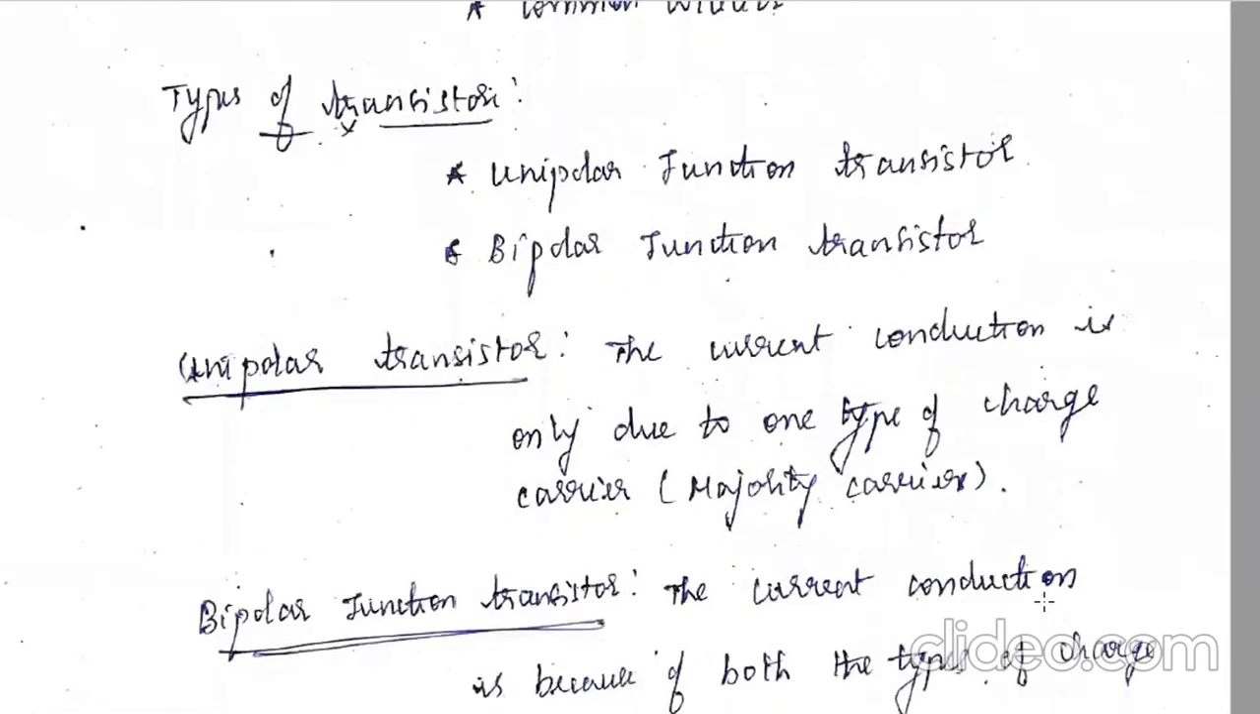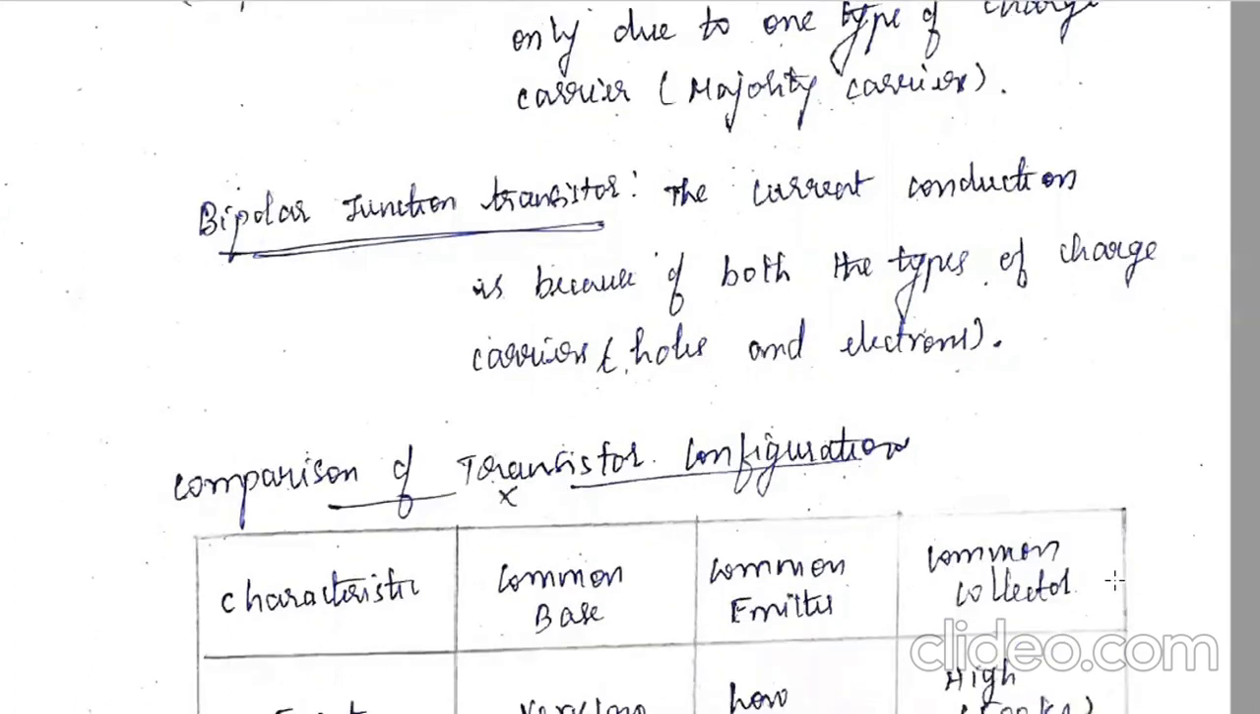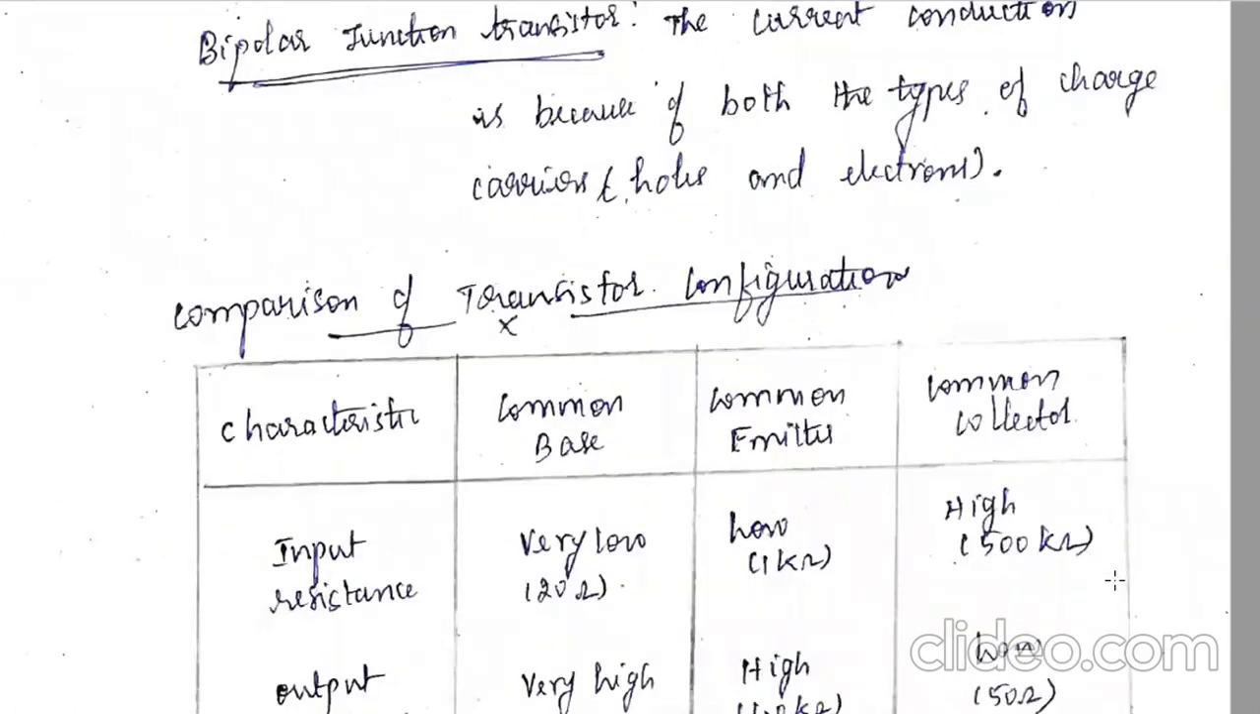Next we'll see the types of transistor. The transistor can be classified into two types. One is the unipolar junction transistor. The other one is called the bipolar junction transistor. What is a unipolar junction transistor? The current conduction in a unipolar junction transistor is due to only one type of charge carrier, that is the majority carrier. Then what is a bipolar junction transistor? The current conduction in a bipolar junction transistor occurs due to both types of charge carriers, that is both holes and electrons are used.